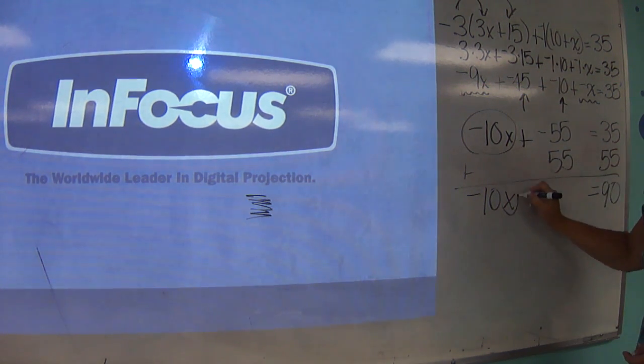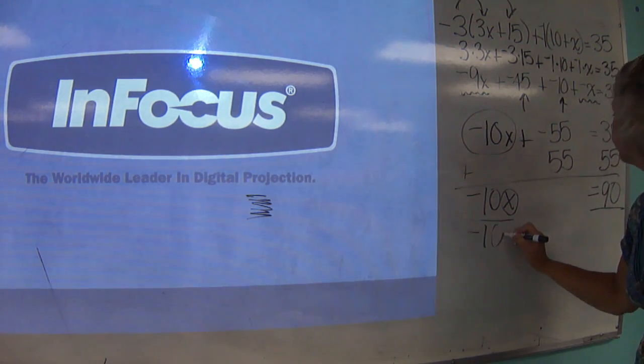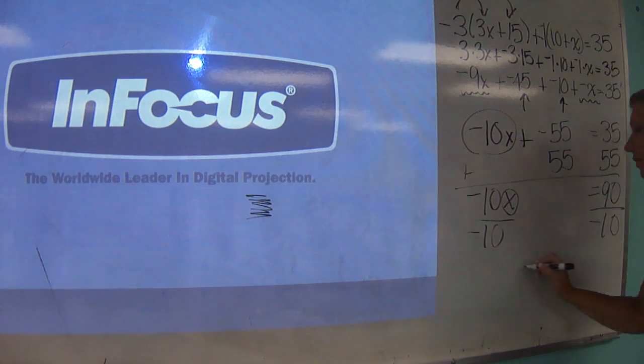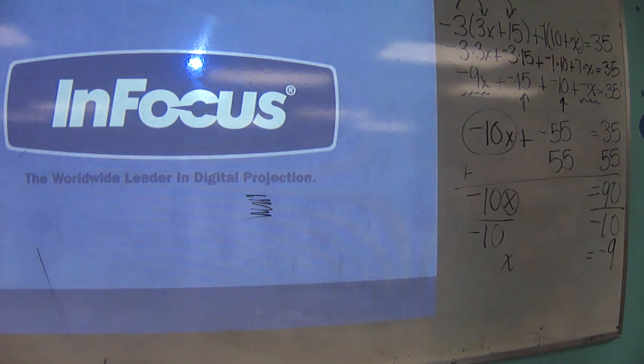How are we going to get x by itself? Isolate the variable. Divide by negative 10. So x is equal to, what's x equal? Negative 9. Don't forget your negatives.